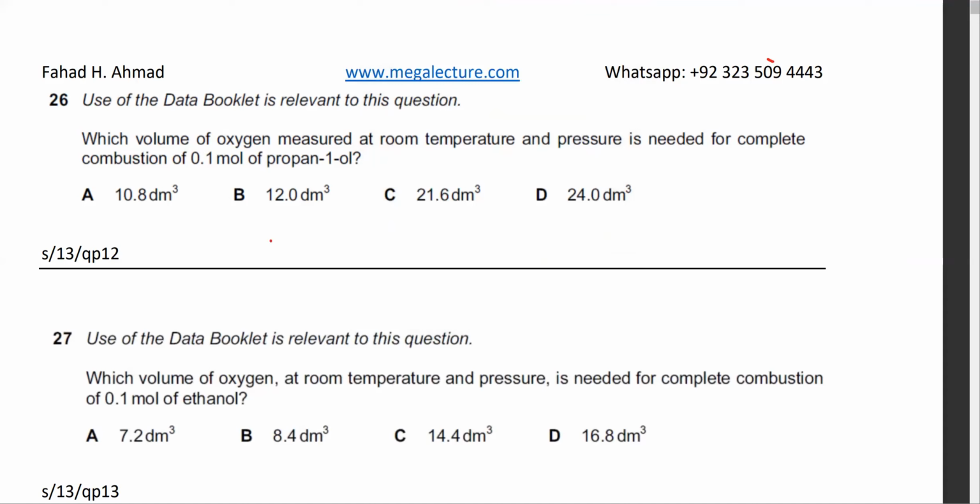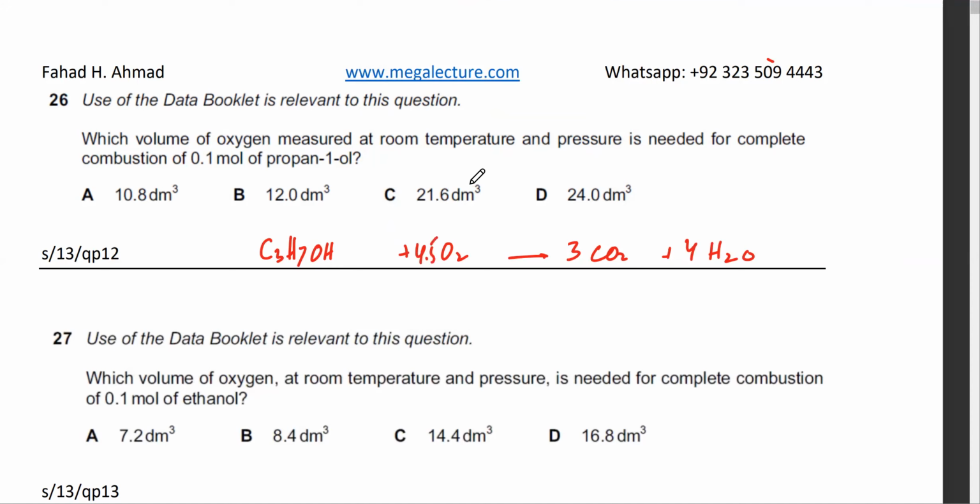If you don't know the equation, just Google propan-1-ol as C3H7OH. You react it with oxygen, and it produces carbon dioxide and H2O, water. So there's going to be 3 carbon dioxides and there would be 4 water molecules. And how many oxygens have you got? You've got 6 plus 4, 10. So there's 1 oxygen already over here. So there should be 9 over here. You'll multiply this by 4.5, right?